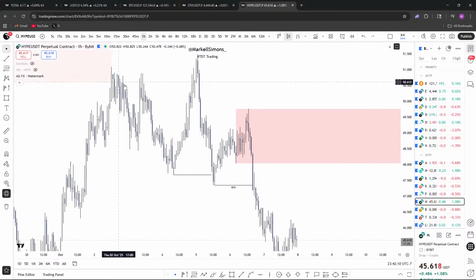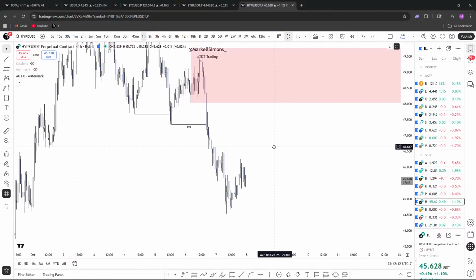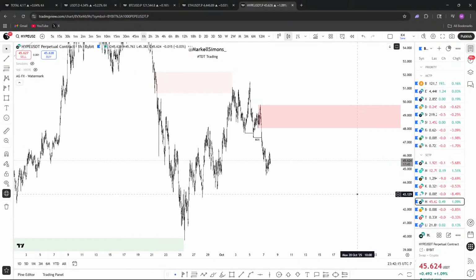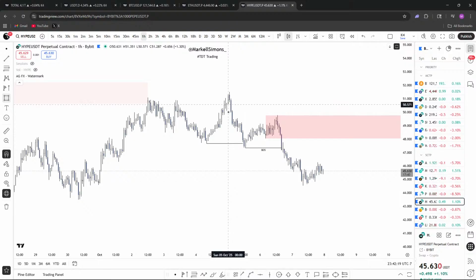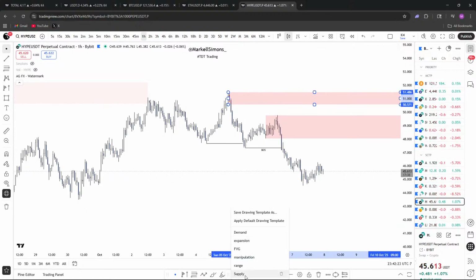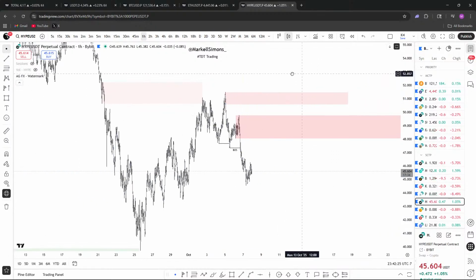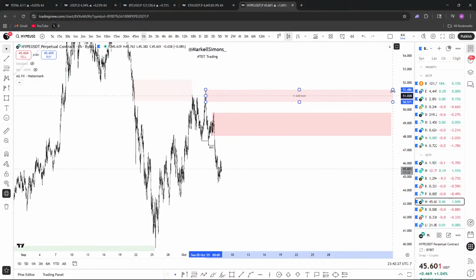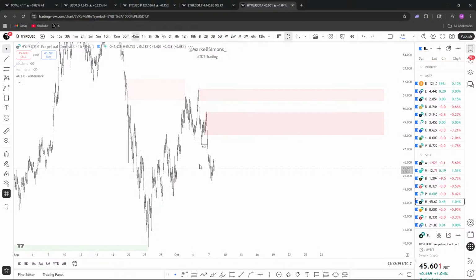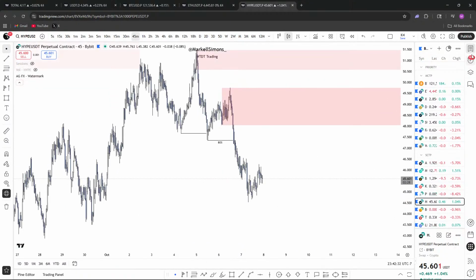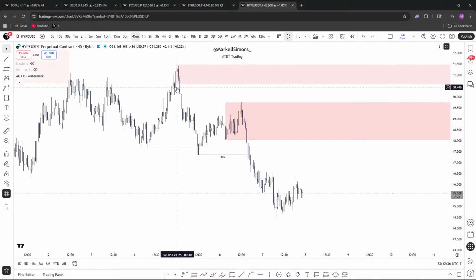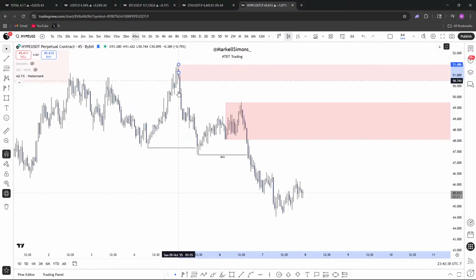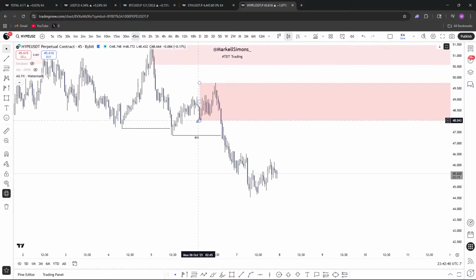Okay, so we rejected from this supply POI. I like this supply POI. We also have another supply POI above this low time frame supply POI. I mean this last 1 minute block or 1 hour. Dang, I'm on a high time frame. I'm not even on a low time frame yet. Let me see, because you can actually break hype down.